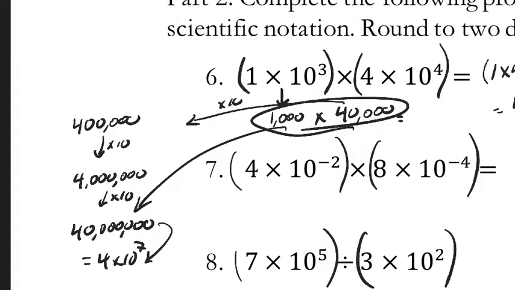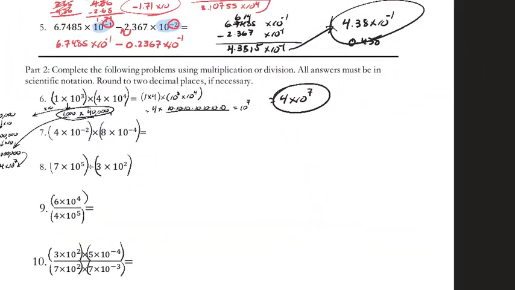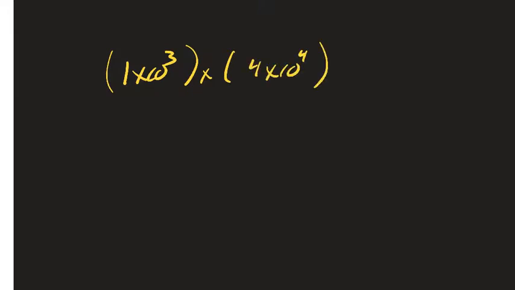But the last option is to take the numbers. I'm going to do it all the way over here on the right. 1 times 10 to the third times 4 times 10 to the fourth. So the last option here, again, split up the coefficients and the exponents.